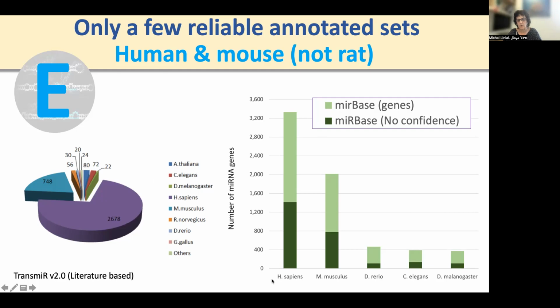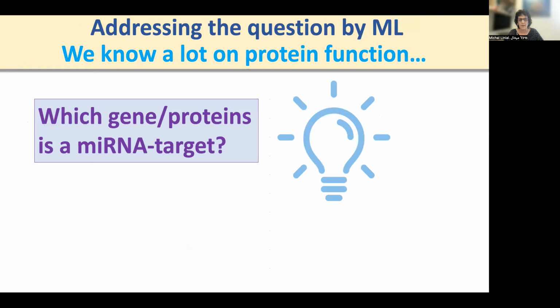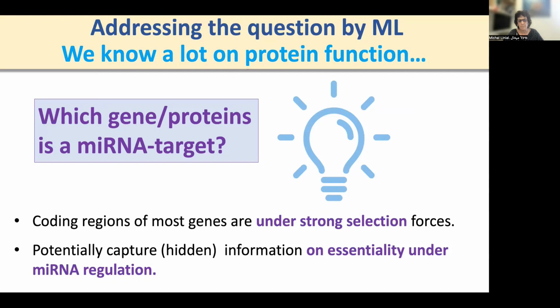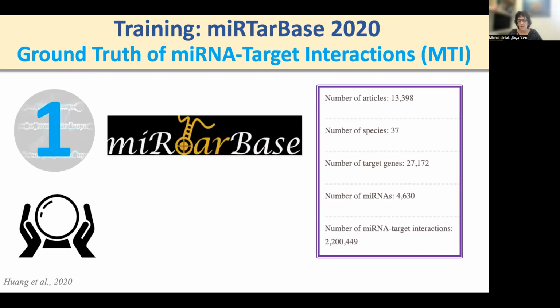This is also illustrated here, in which, as we can see, the microRNA that are known are here, and the genes, again, a large number, but we are not sure about more than half of them. So which gene is really a microRNA target, and why do we want to study proteins in order to answer this question? The reason is that the coding region is under strong selection, and potentially it captures something about the microRNA regulation.